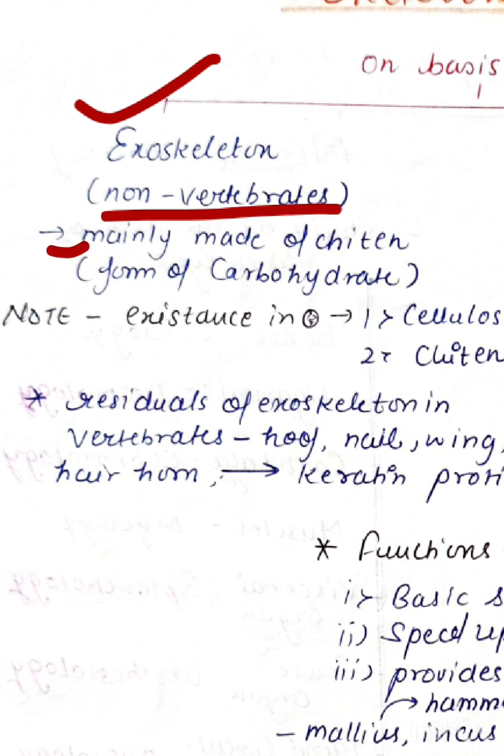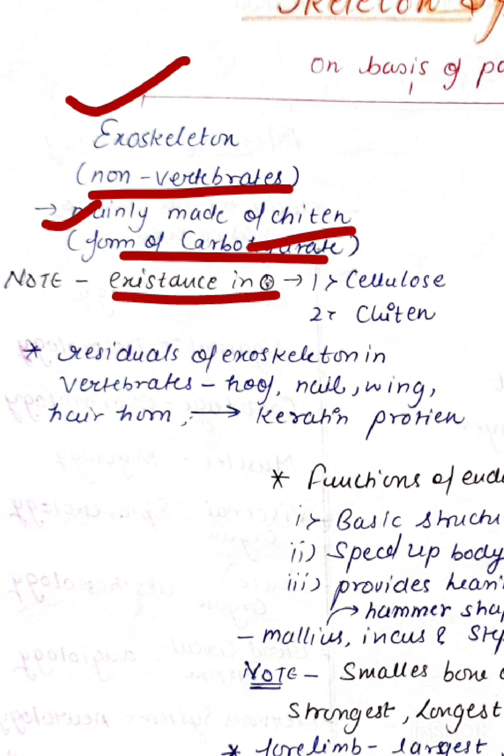So it is mainly made up of chitin, which is a form of carbohydrate. In the cell wall, cellulose is present in the highest amount. For example, leaves and plants have cellulose, and the fungal layer and others have chitin. So in terms of the cell wall, the first one is cellulose and the second one is chitin. Residual of exoskeleton in vertebrates.